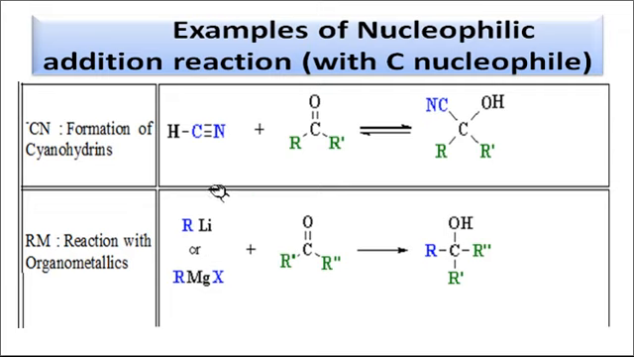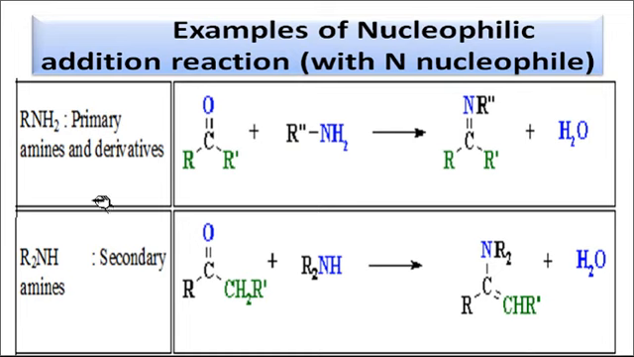First is the reaction of hydrogen cyanide with the carbonyl compound or the ketone, forming cyanohydrins. I request all of you to write down the mechanism of all these reactions so that you can practice all these types of reactions. Second is the reaction with the Grignard reagent or with alkyl lithium compounds. Try to figure out the mechanism of all these reactions.